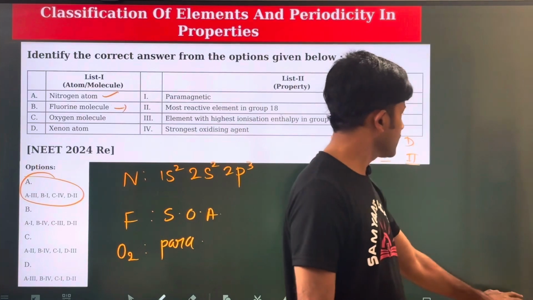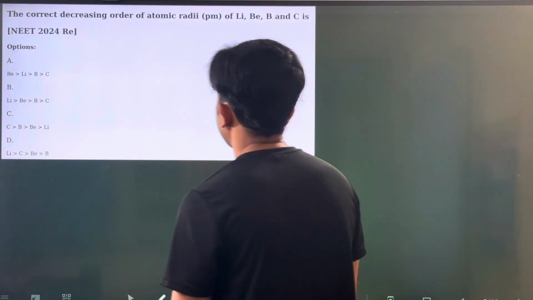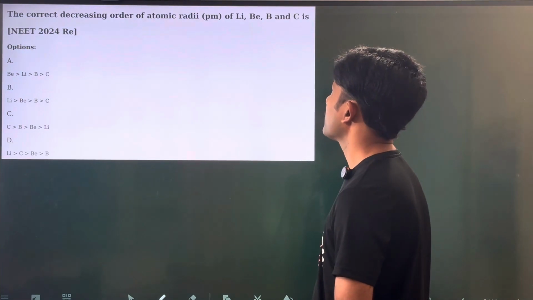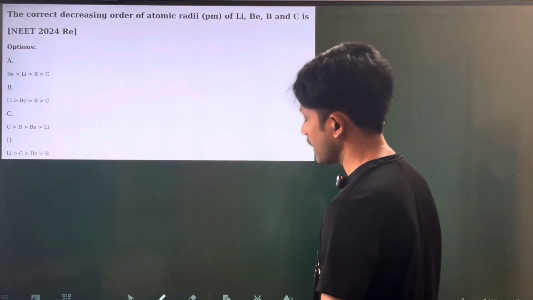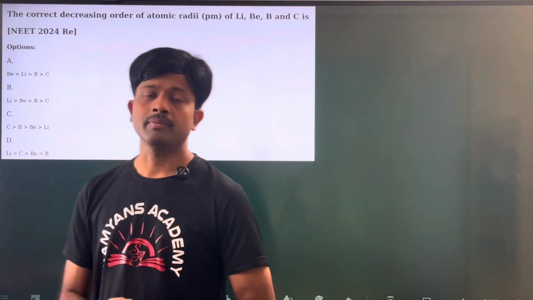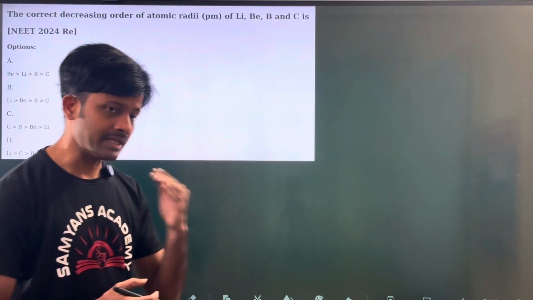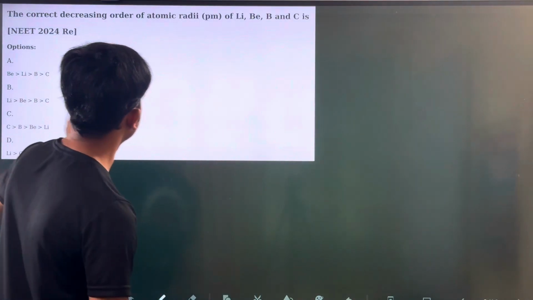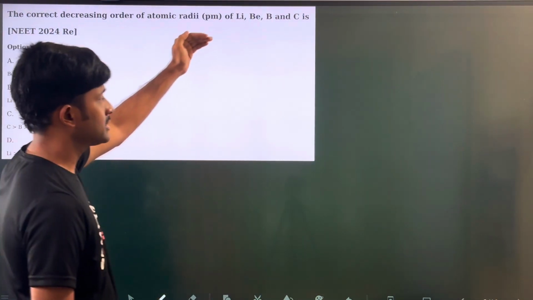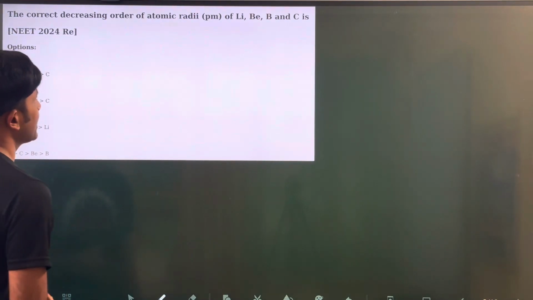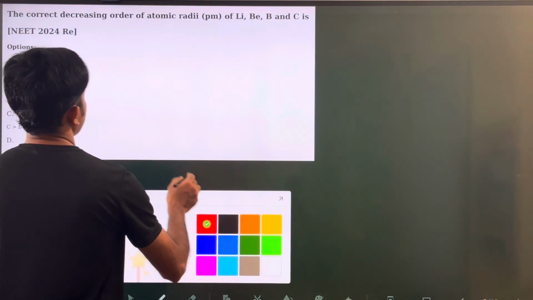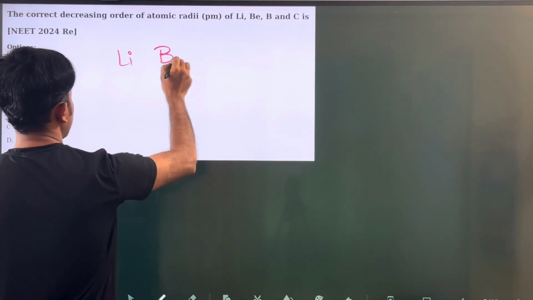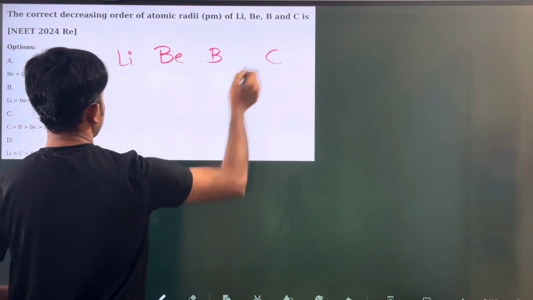Okay, move on to the next question. The correct decreasing order of atomic radii of lithium, beryllium, boron and carbon is. Already you know what happens across the period: across the period size decreases and down the group size increases. These elements are present in the second period. Now you see here we have lithium. After lithium, which one will come? Beryllium, then boron and carbon.